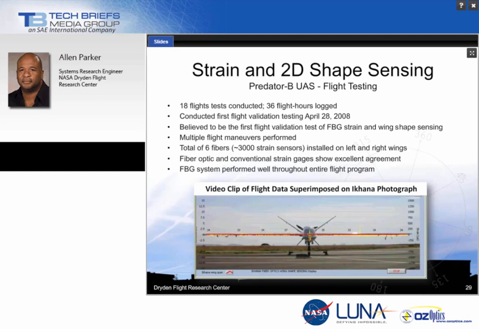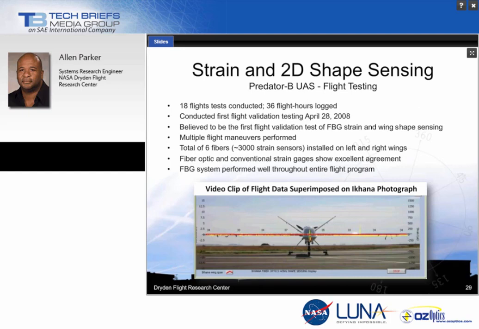So the video is showing the actual movements, the response from the pilot activating the stick, and you see the time history showing the deflections at the wingtips of the left and right wing. This was a very, very successful flight program for us. We actually had some co-located conventional strain gauges, 8 on each wing, to validate our optical strain measurements, and they responded and correlated quite well.